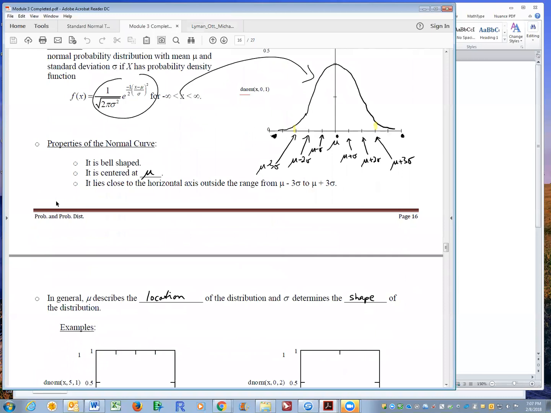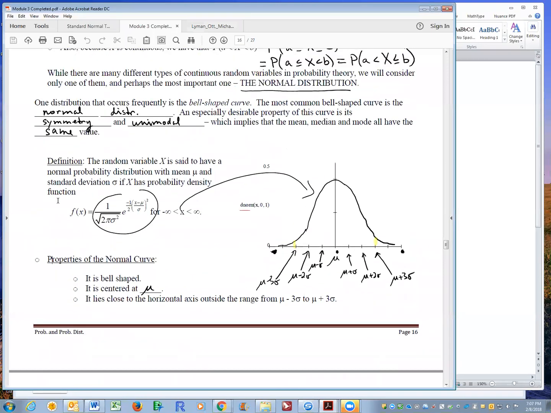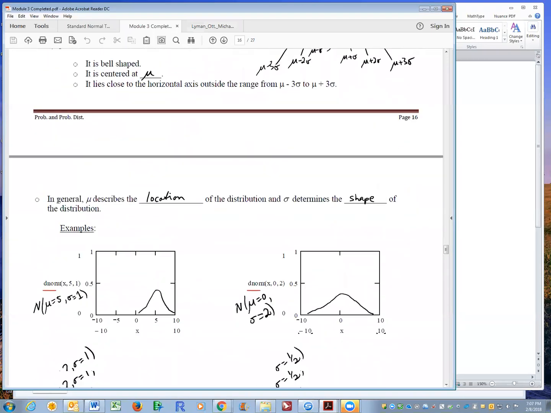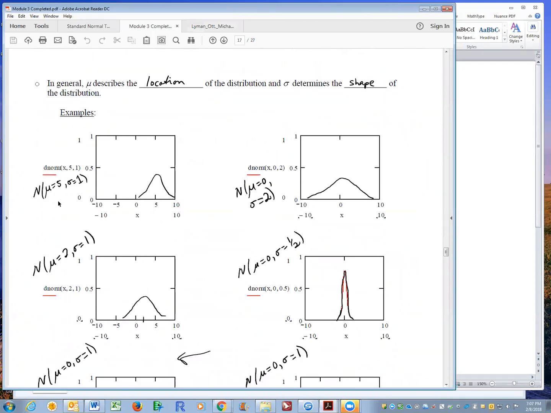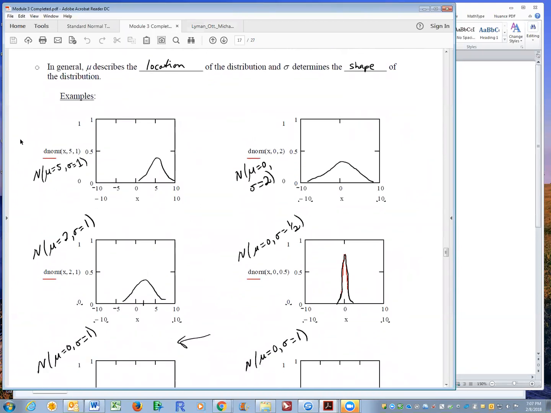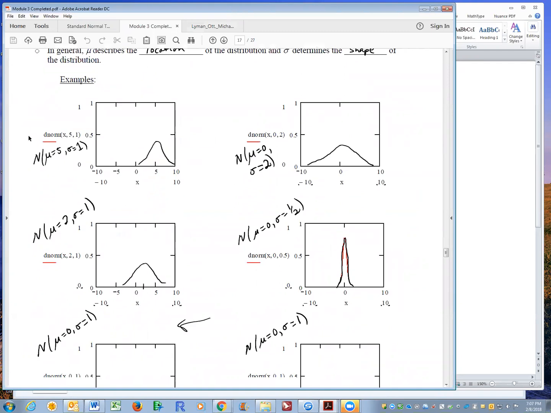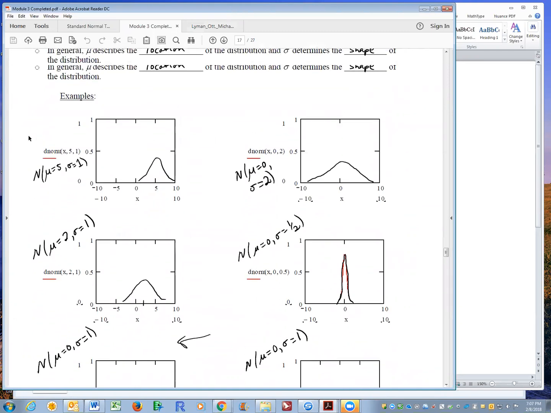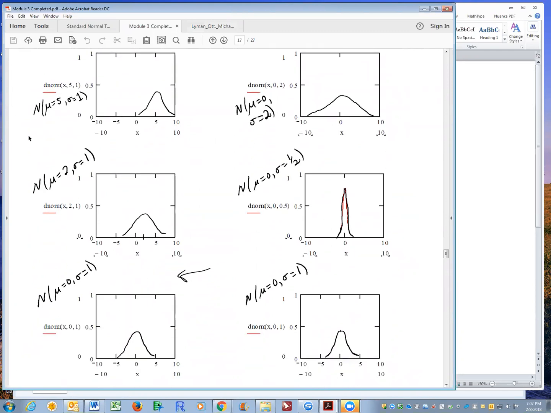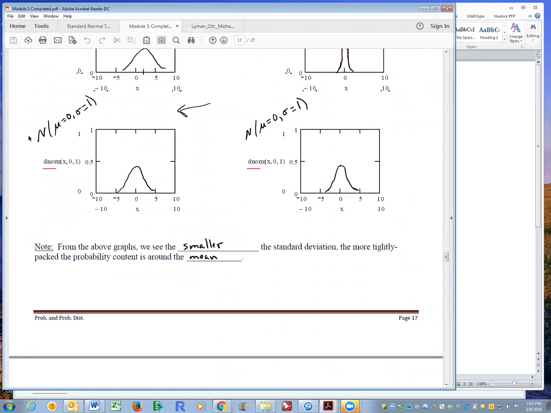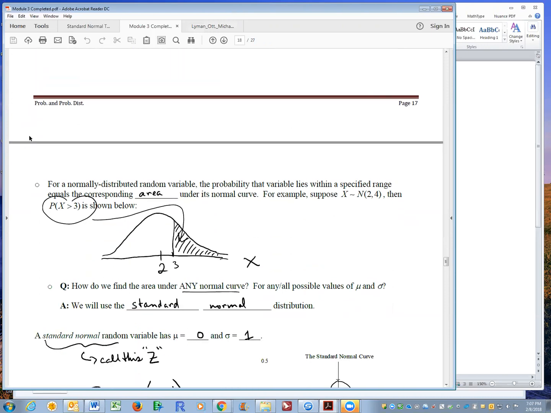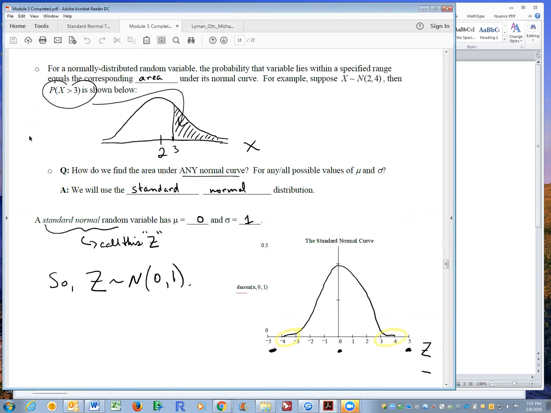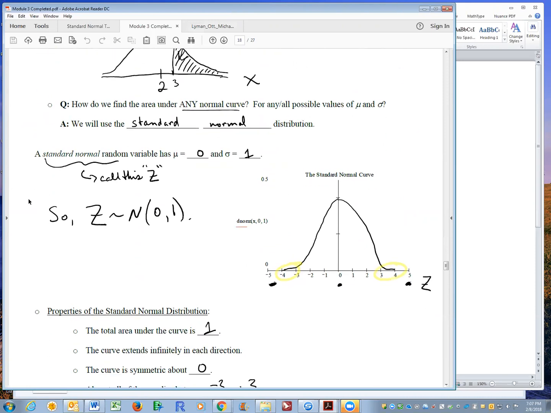Normal distribution, page 16. Any questions? Page 17. The mean and the standard deviation reflect the location and the shape of the normal distribution. Page 17. Page 18. Probability is area under a curve.